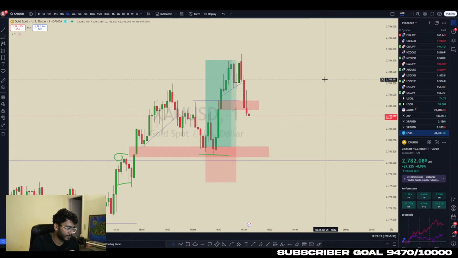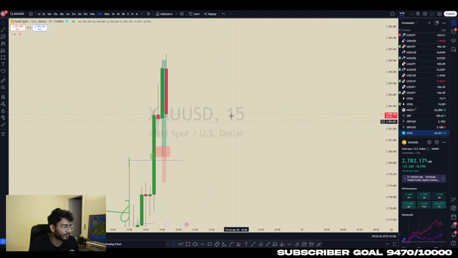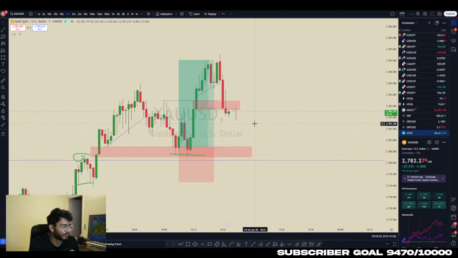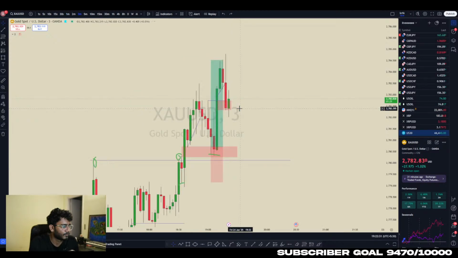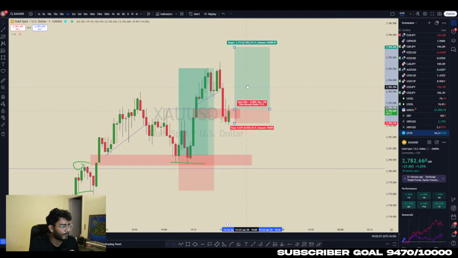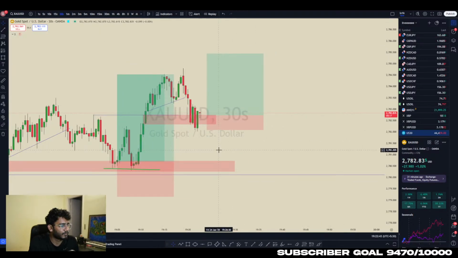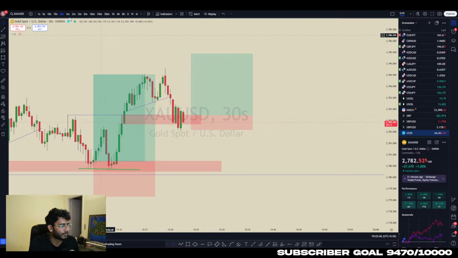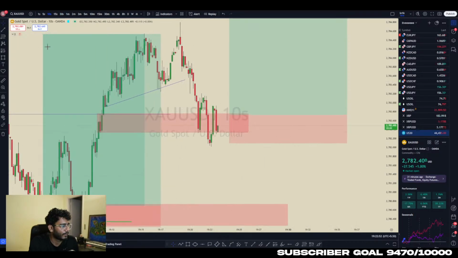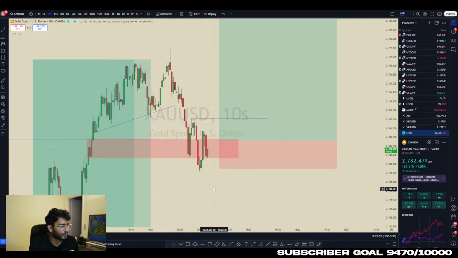Okay, let's see on GJ. 5 minute, 10 minute. Good enough, good enough. Still waiting for this engulfing. Like this structure should be broken.